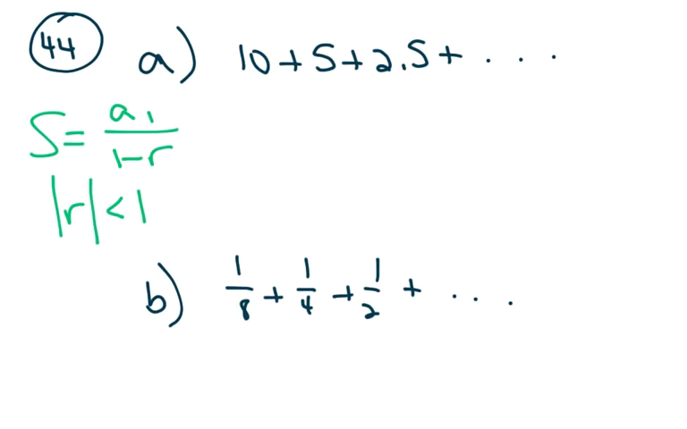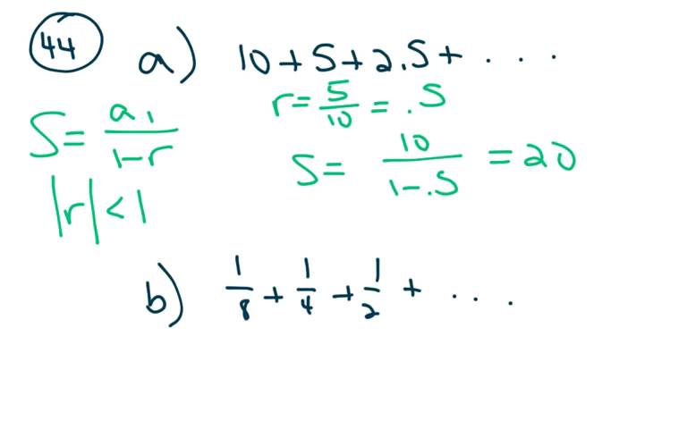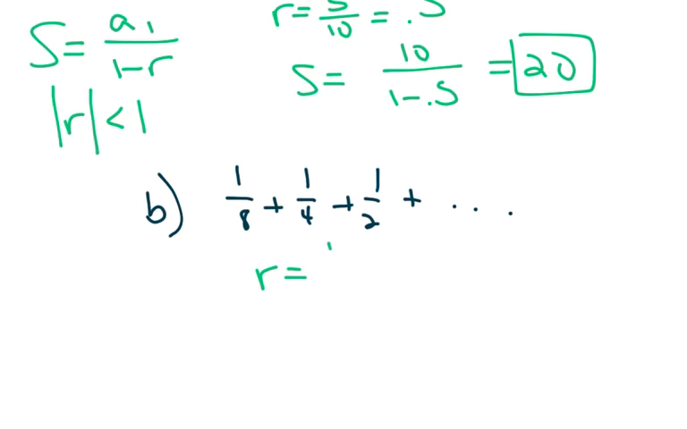So let's check r in A. R is the second term divided by the first term, which is 0.5. Well, that's clearly less than 1. So the sum must be the first term over 1 minus r, which is 20. How about in B? R is 1/4 over 1/8. 1/4 divided by 1/8 is 2. Oh, well, that's not less than 1. So if the common ratio isn't less than 1, no sum exists.